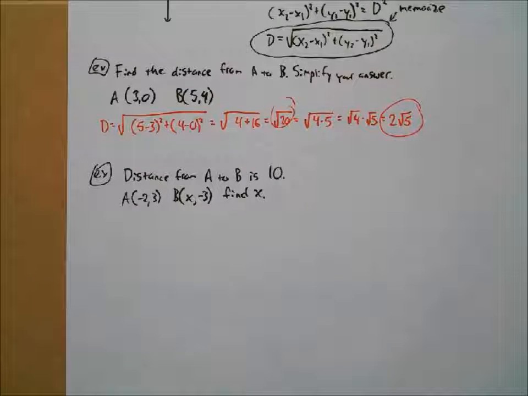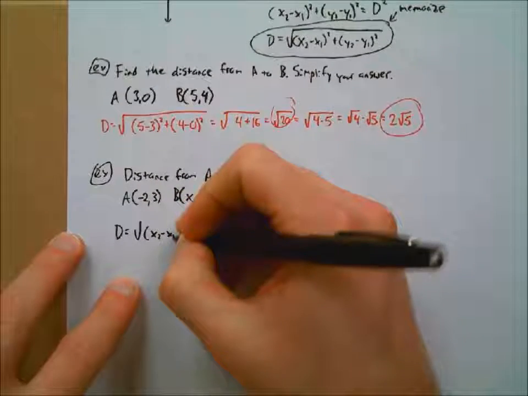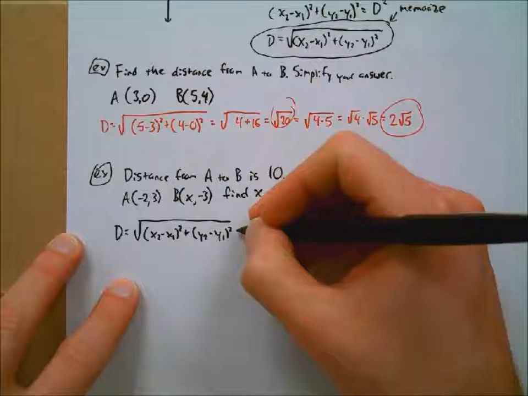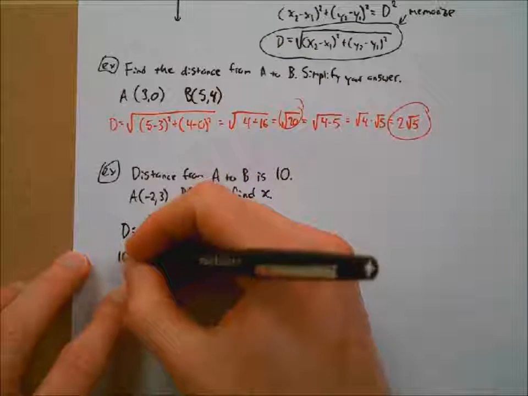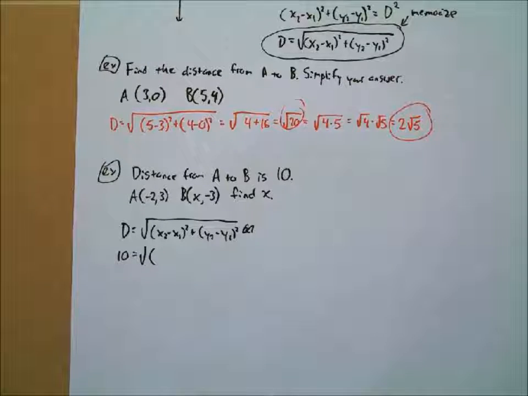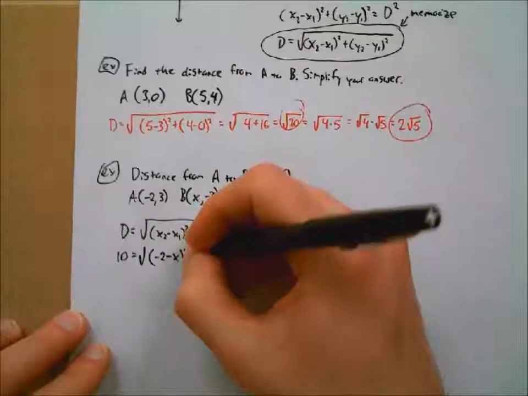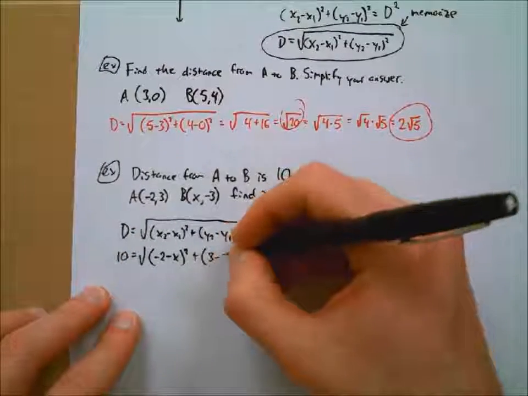But we can still use distance formula, right? Distance equals the square root of x2 minus x1 quantity squared plus y2 minus y1 quantity squared here. Okay, whoops. What are we going to put in for D here? 10, right? We're told the distance in this problem, it's 10. Okay, what's one of my x coordinates? -2, sure. What's the other x coordinate? X, okay. Plus, and then we'll do the other y coordinate. So we'll do 3 minus the -3 squared.